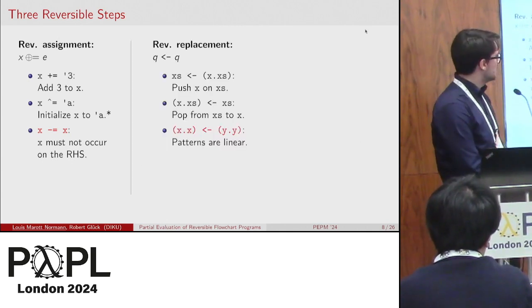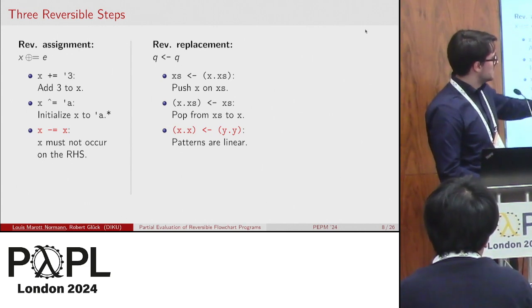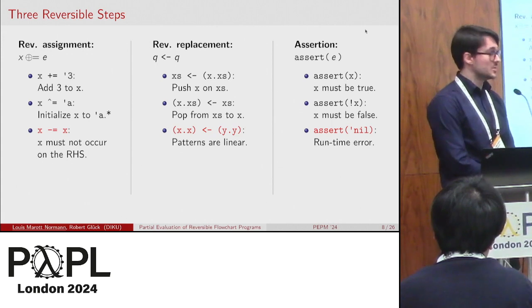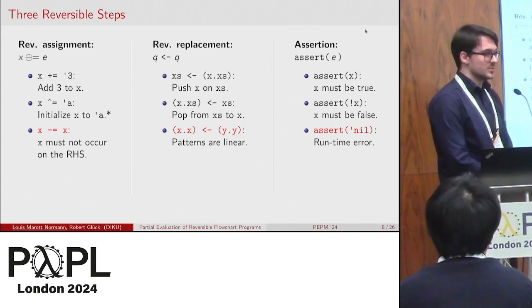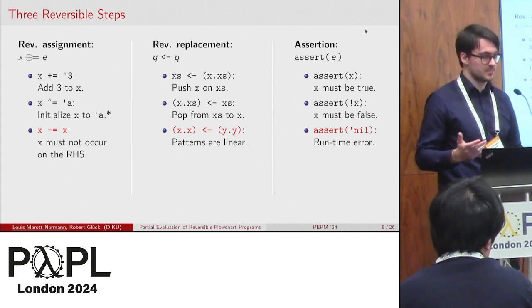We have a form of pattern matching. Importantly, patterns must be linear. And finally, we have some assertions, which will become very useful later on, which also have the expected semantics of having a runtime error if we have a false value.